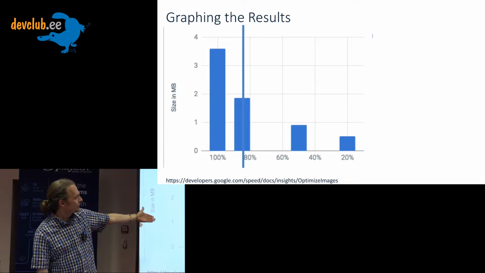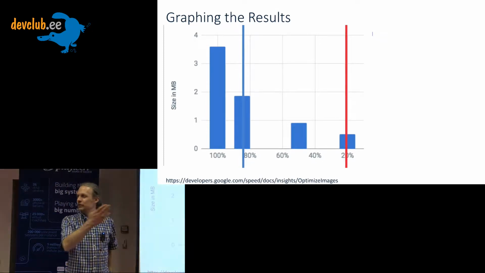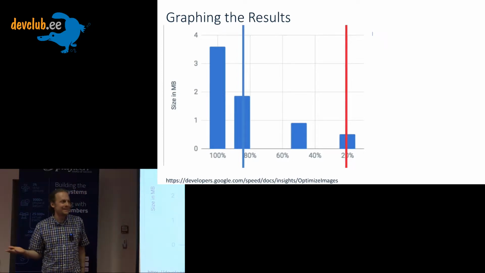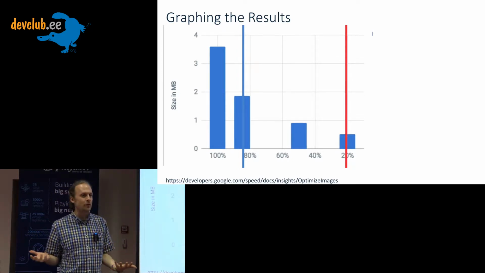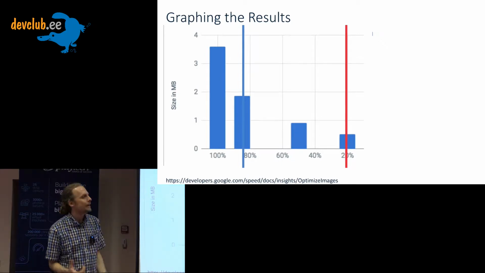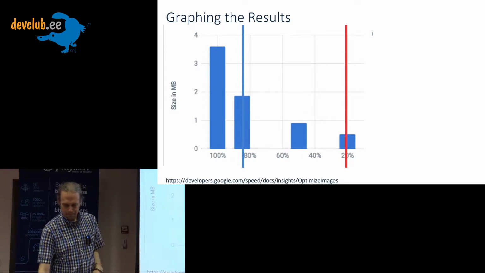So we know 85% is good, 20% is bad, but where's the sweet spot in the middle? Can we do this automatically? We don't want to have somebody scanning every single image that's going on the website and looking to see what the right quality level is. But there are algorithms that will do this for you. There's math that can do this.